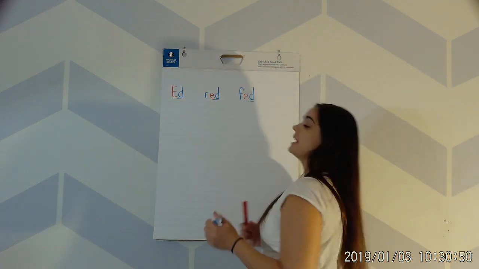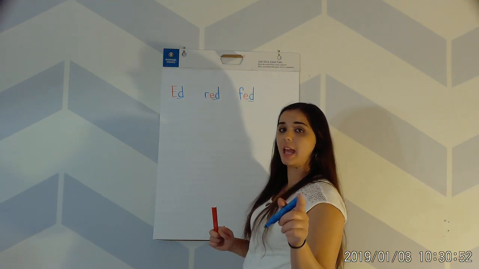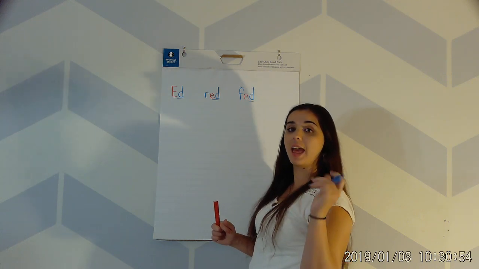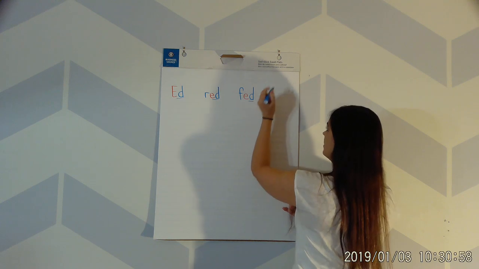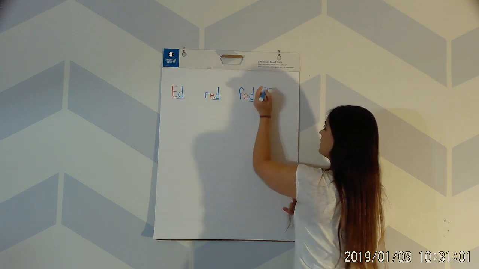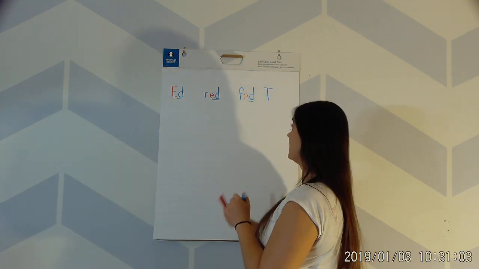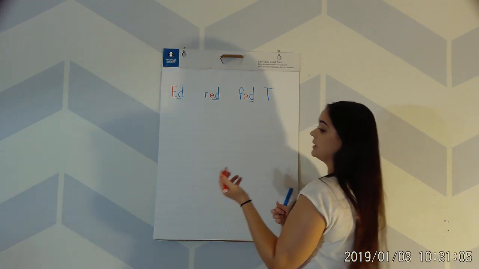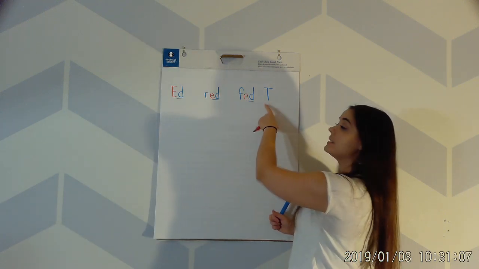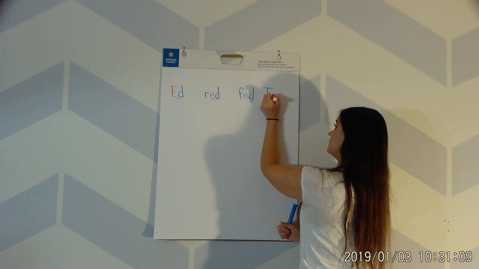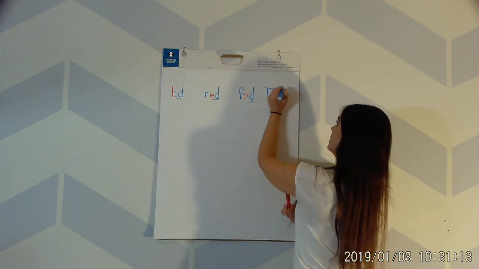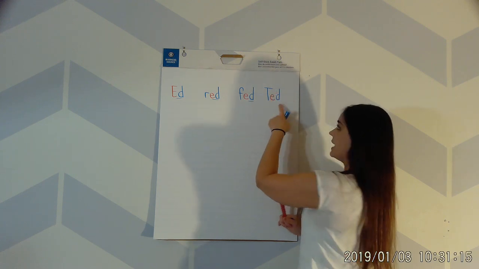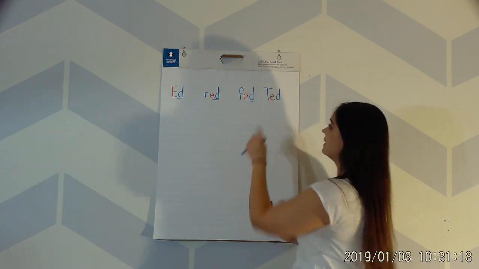All right, next word. Ted. Your turn. Ted. So Ted is also a name, so that is also going to be capitalized. We always have to use a capital letter when we're using a name. So T says what? Ta. And E makes what sound? And D says da. Let's blend. Ted.